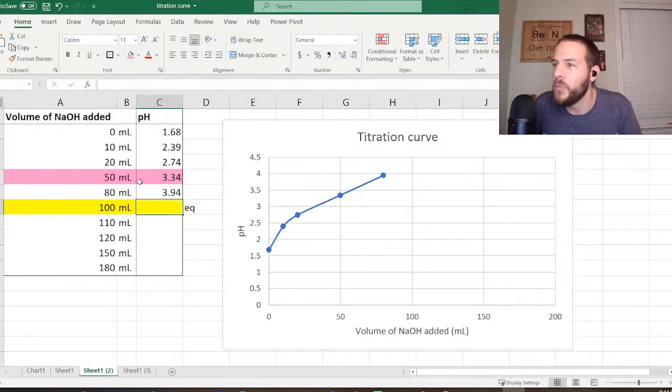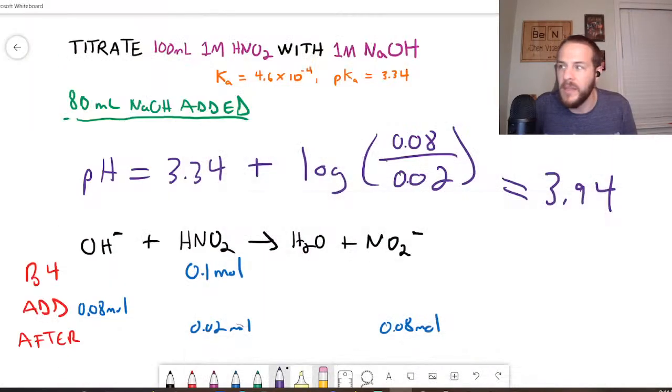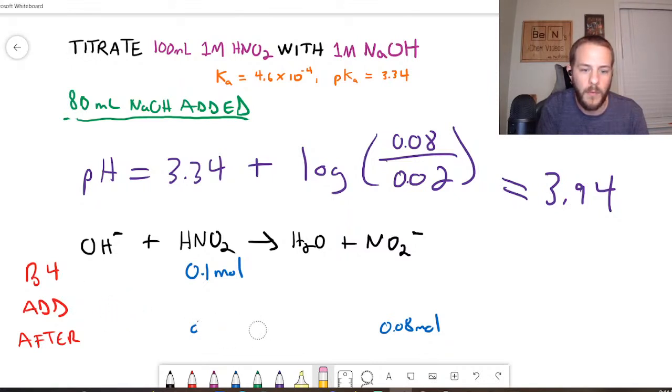All right, so next one is 100 milliliters. This is the equivalence point as we have previously established, right? So we're going to calculate the pH of this aqueous solution at the equivalence point. How exactly are we going to do that? That's what I'm going to show you guys. This is going to be a pretty long-winded calculation, so prepare yourself accordingly. Maybe go to the bathroom right now if you need to.